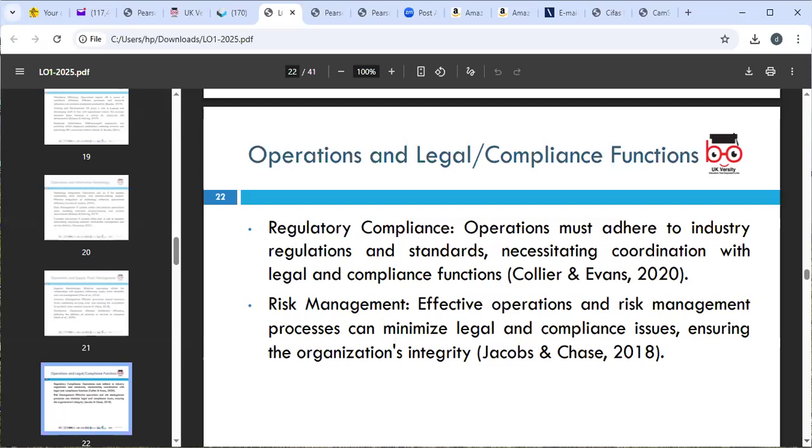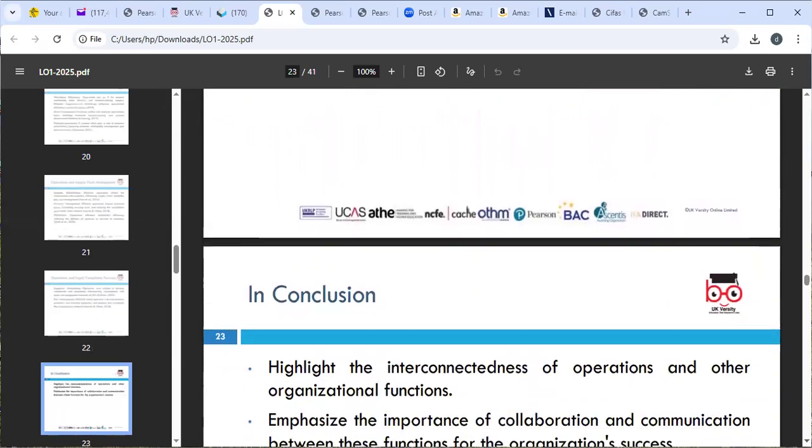So you need to have some kind of risk management in place. Some may be money, an allocation of money that you set aside. Some may be product or IT systems, to make sure there is risk management for compliance issues, ensuring the organization has integrity, some kind of reputation that the company needs to have. Very important. Jacobs and Chase.